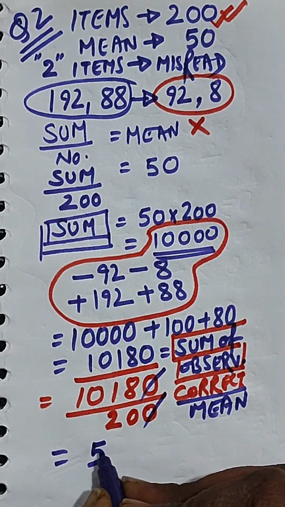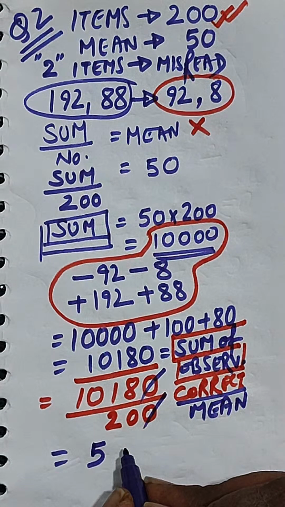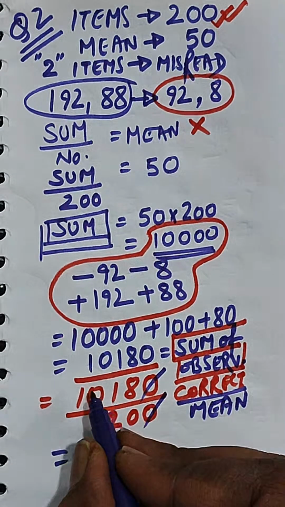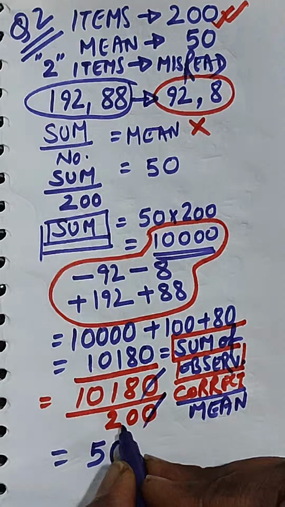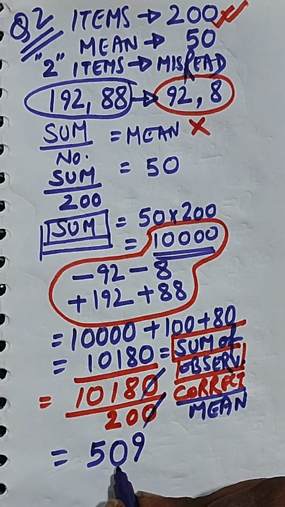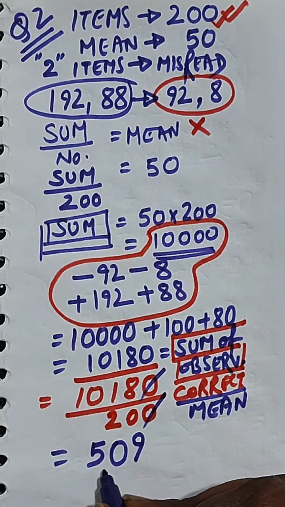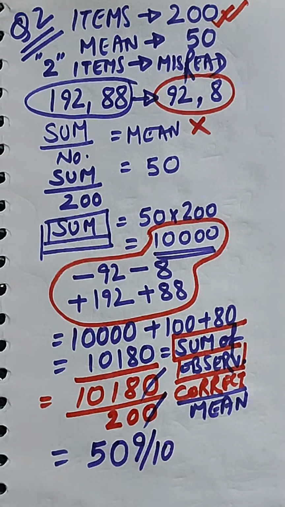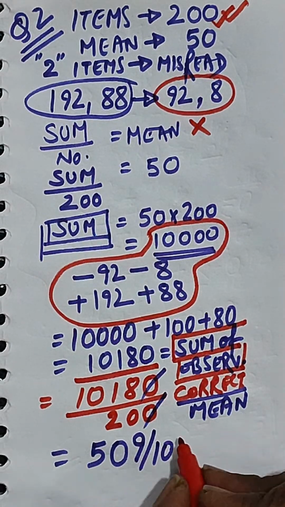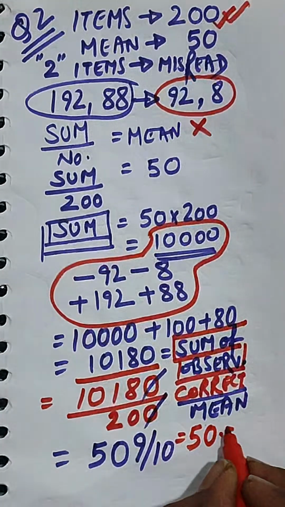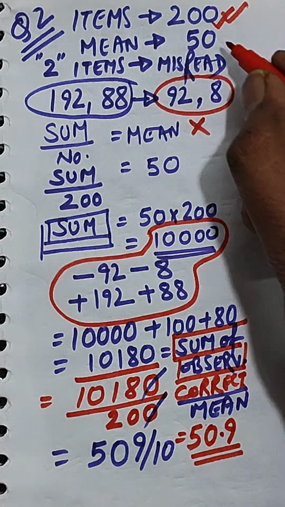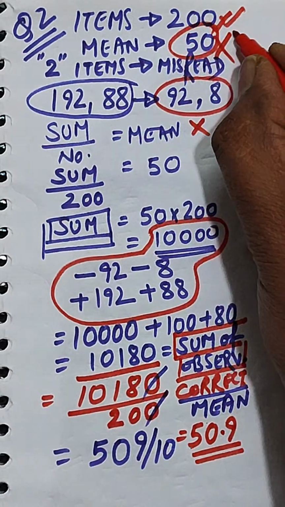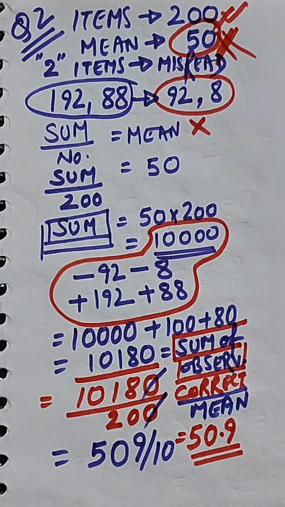2 5 times 10, 2 5 times 10, 0 into 9 18, 509 divided by 10. So this value is coming as 50.9. This is the correct mean, and 50 was your wrong value, right? So the correct mean is 50.9, my dear friends.